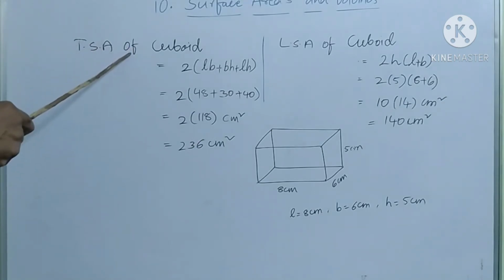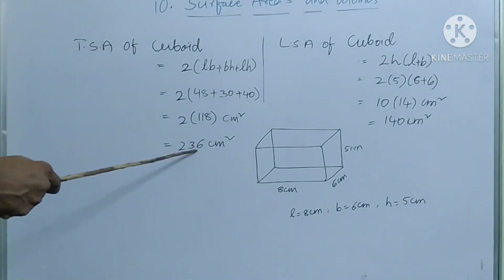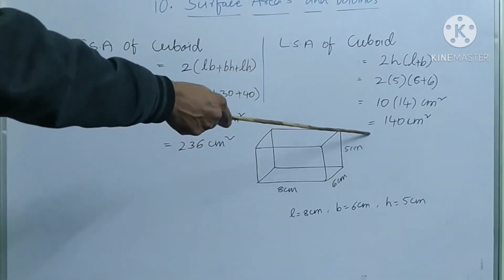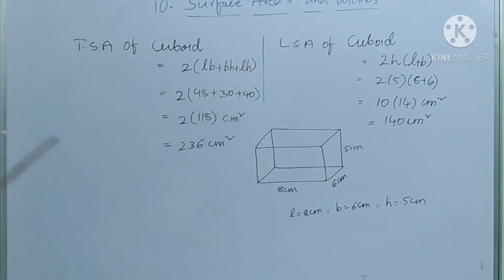So the total surface area of cuboid is 236 centimeter square. Lateral surface area of cuboid is 140 centimeter square. This is the way we have to find the total surface area and lateral surface area of any right prism.